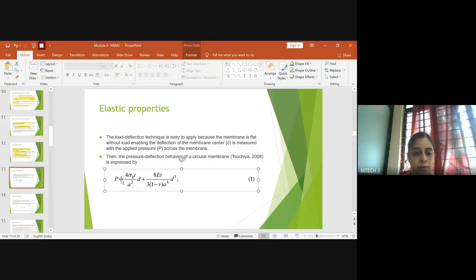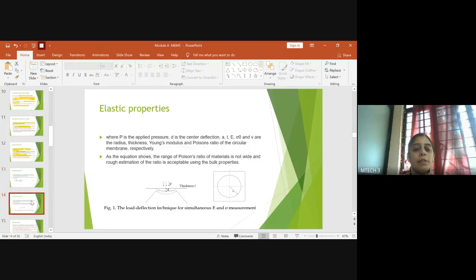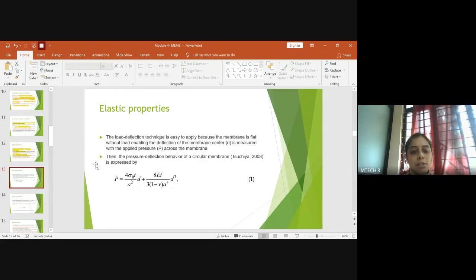This pressure variation will come across depending upon the axial load you are subjecting. Based on the axial load, the pressure will be distributed across the membrane. This pressure will show you the variation across the circular membrane, and that is given by this equation. It will be P = 4 sigma naught T divided by A squared into D plus 8 E T divided by 3 into (1 minus mu) into A to the power of 4 into D squared. This is the equation you have to write down.